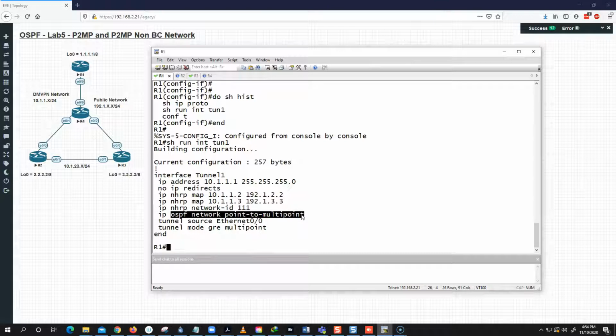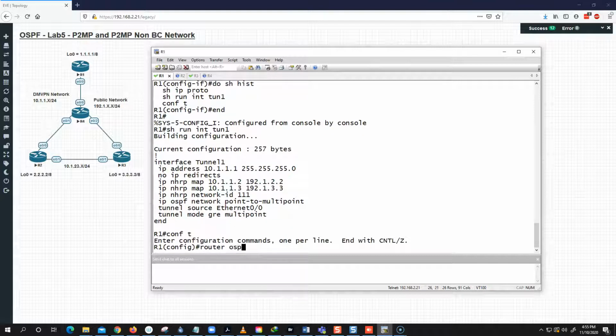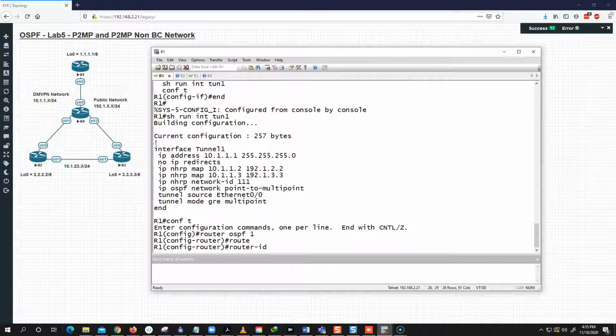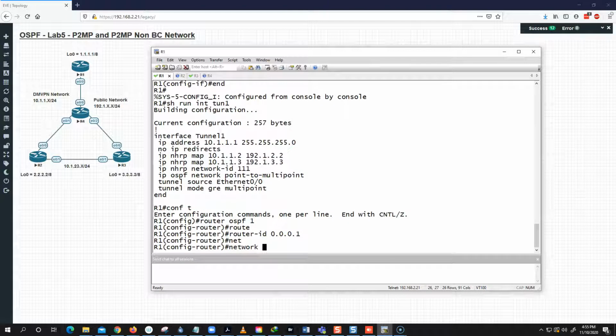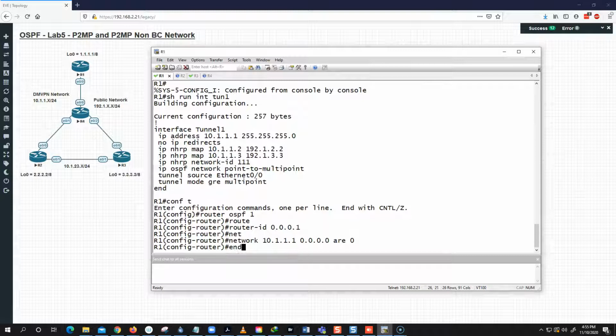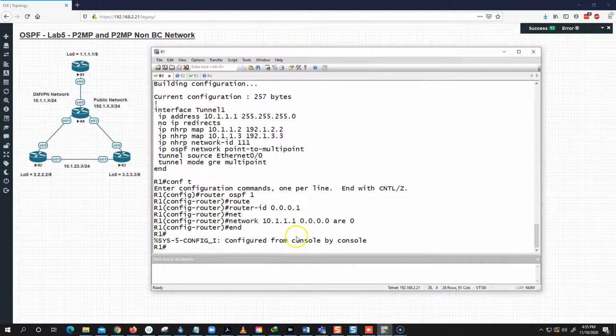Okay, I just changed the tunnel OSPF network type. Now I'm going to run OSPF on the 3 routers, and there are multiple ways you can run it. So let's do the basic way. Router OSPF 1, router ID is 0.0.0.1, and then network. We define all the networks, like we can define the network 10.1.1.1 with area 0. This is the only network we are defining right now, so right now this network is active.